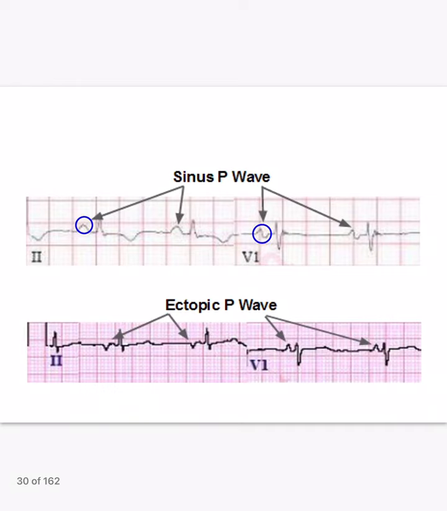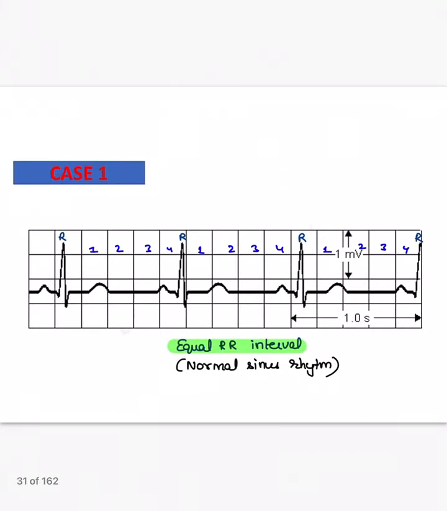Okay, so this is important. What do you see here? Every QRS wave is followed by a P wave. Here when you see, it's not followed. See, it's continuous. So that is about the ectopic P wave.